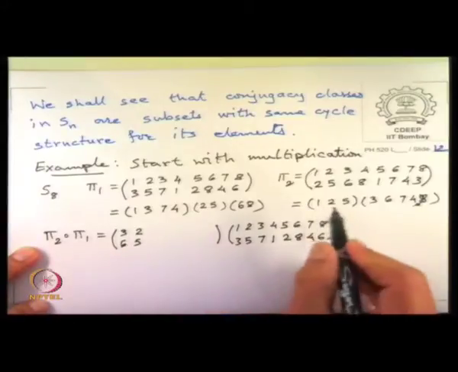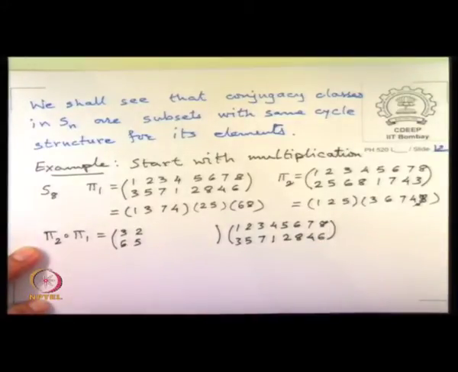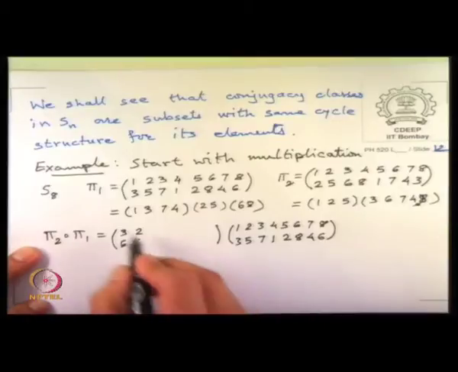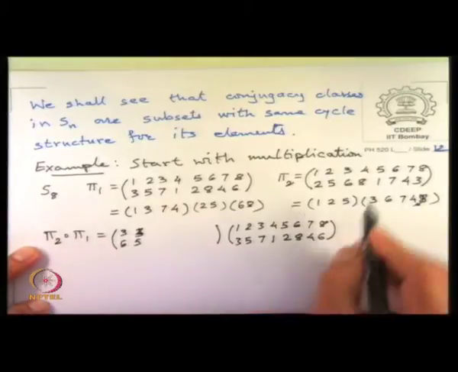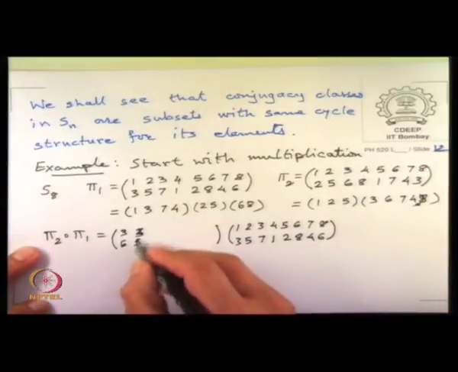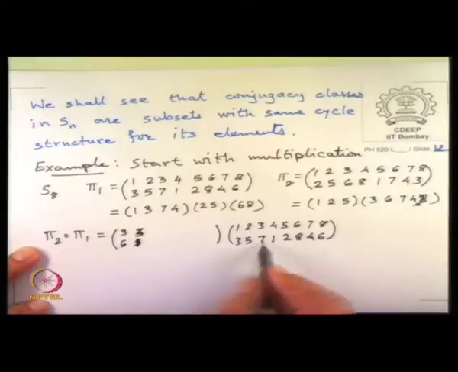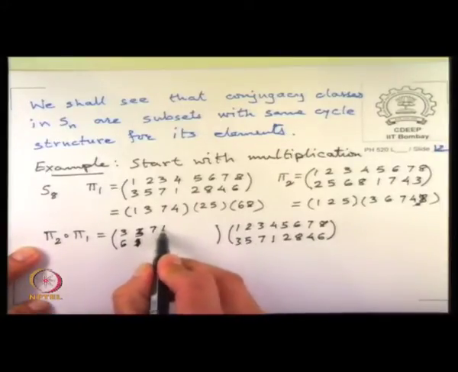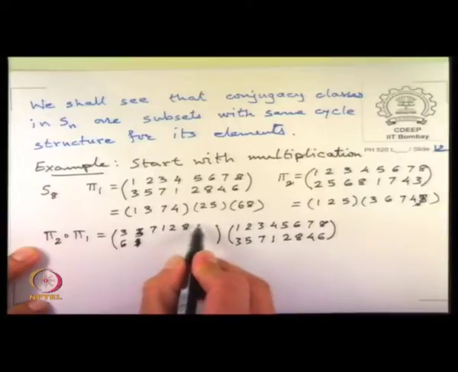Then I have, sorry, 3 5, so 5 is 1. Let me write it out here, 1 2 8 4 6.